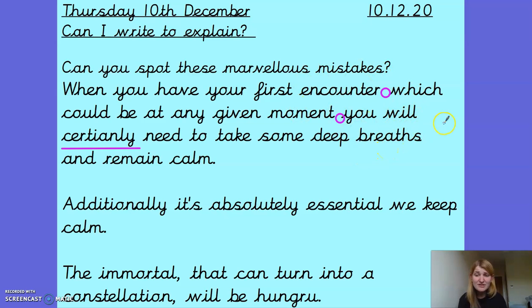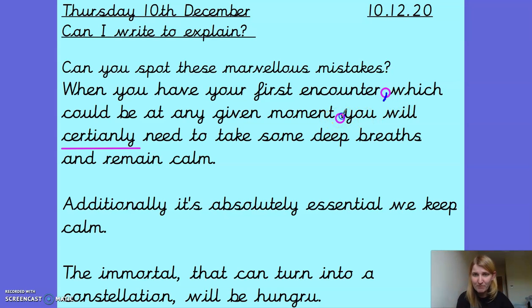So if it's a relative clause, what should it begin with? Yes, a comma, I hear you say. So if we put that in there, let's just check what it sounds like. "When you have your first encounter, which could be at any given moment, you will certainly need to take some deep breaths and remain calm." Aha, well, I can see that's a relative clause I've used in the middle of my sentence. Therefore, I need a comma sandwich.